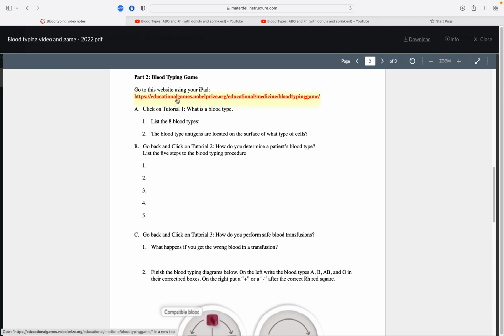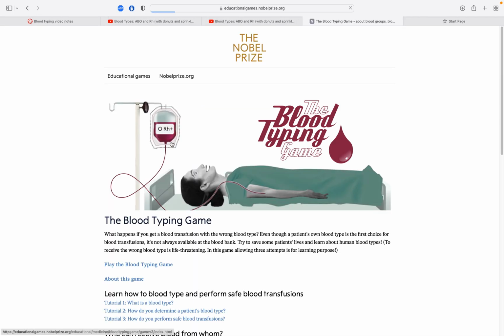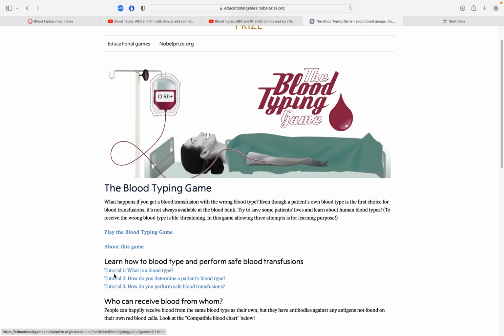So we're going to go to this website, and this now is a nice version without Flash, so it works on your iPad great. And we're going to go into the 3 tutorials at that website before we play the game so you can know what to do during the game. So clicking on the game itself brings you to this website. And here are the tutorials 1, 2, and 3. So I'll click into it real quick.